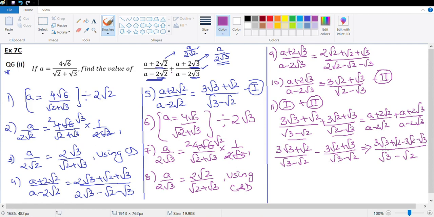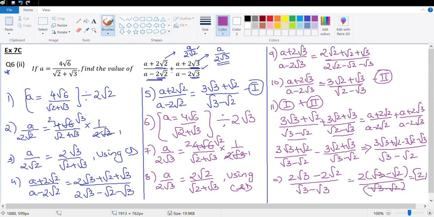3√3 minus √3 gives us 2√3. √2 minus 3√2 gives us minus 2√2. In the denominator, I have √3 − √2. I notice 2 is common, so 2 times (√3 − √2) divided by (√3 − √2). This gets cancelled and our answer is 2. In fact, if I remember, our answer for the previous question, which was 6 part 1, was also 2. Good. So that brings me to the next question.